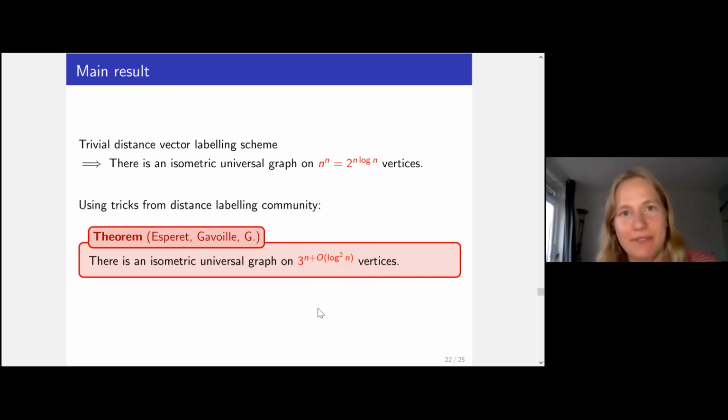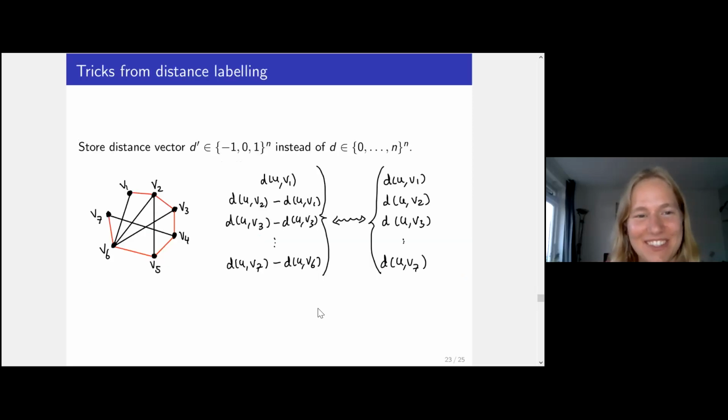So I'll just tell you a bit now about these tricks from distance labeling. These were tricks to get this other labeling scheme I told you about, to get better schemes for those. And then we adjusted them to the other setting. Some of them we reinvented and then found in the literature, of course, how these things always go. This was a really nice one, I think.